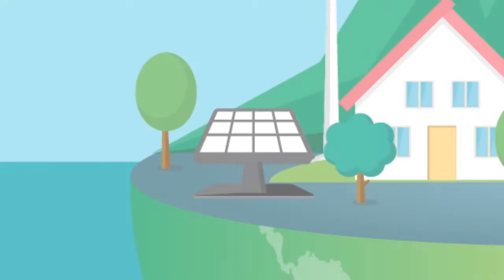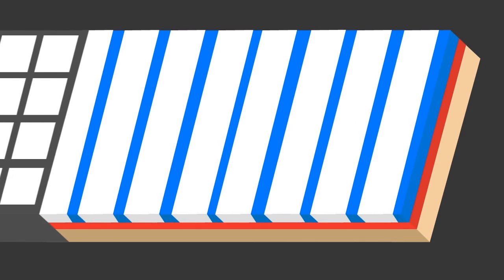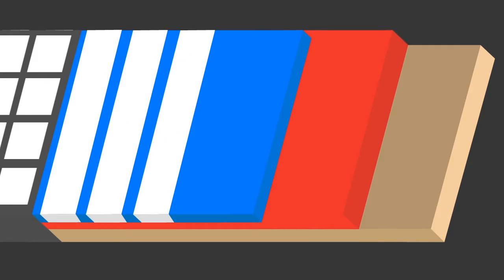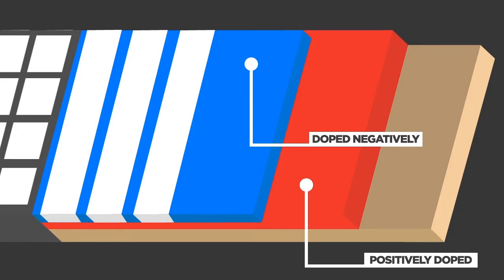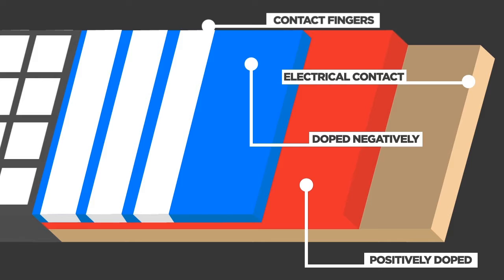A solar cell is composed of 2 layers of silicon placed in close contact with each other. One layer was positively doped, the other layer was doped negatively. The contact fingers are placed above the solar cell. In addition, an electrical contact is placed beneath the solar cell. The upper glass layer serves to protect the cell.